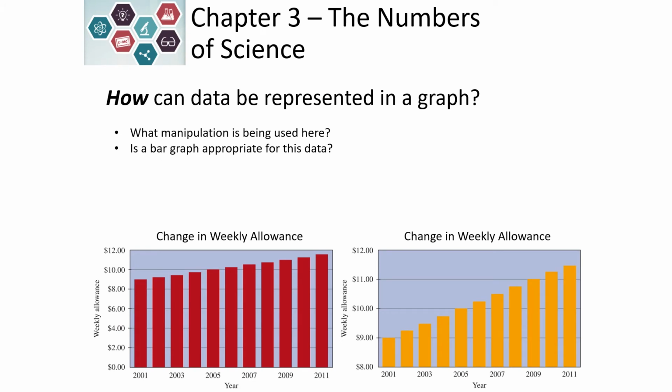What manipulation is being used in the data provided in these two graphs? The one on the right has the baseline omitted. The one on the left shows the baseline. Both of these are identical presentations of the data, but the one on the right makes it appear that there is a larger change in the weekly allowance. If you were a parent, you would choose the one on the right. If you were a child wanting to increase your allowance, you'd probably pick the graph on the left to show the information that you wanted.